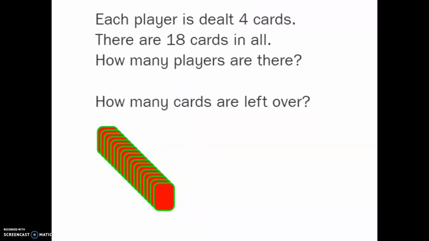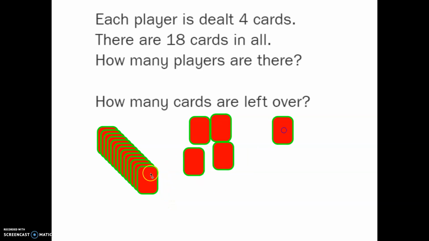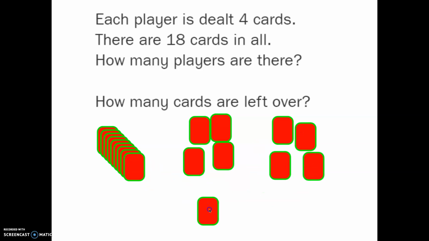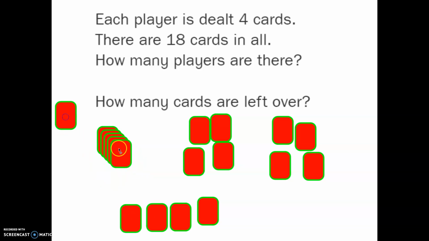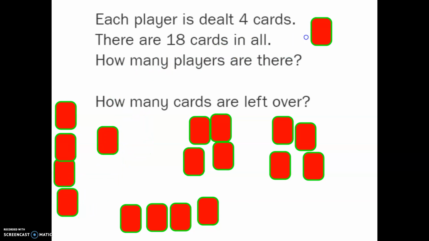Each player is dealt 4 cards. There are 18 cards in all. How many players are there? Well, this time I don't know, so what I'm going to do is I'm going to take my 18 cards and I'm going to make them be in groups of 4, because I know each person gets 4 cards. So there's 4. And another 4. And another 4. And another 4. And oh, but I have these over here left. I can't divide those equally.